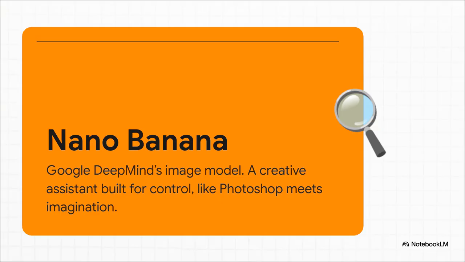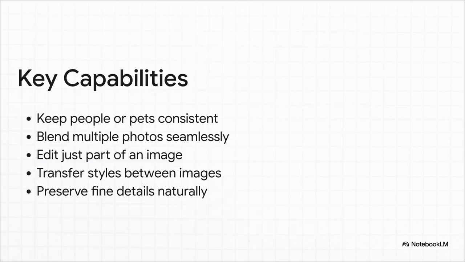The best way to think about it is as a creative assistant that's built for control. This isn't about those one click filters that give you some generic result. No, this is about telling the model precisely how you want to transform your images. It's like having all the power of Photoshop, but the only tool you need is your imagination. And what's really incredible here is the level of fine-grained control you get. It can keep your dog looking like your dog, even if you put it in a totally new scene. So no more weirdly morphing pets.